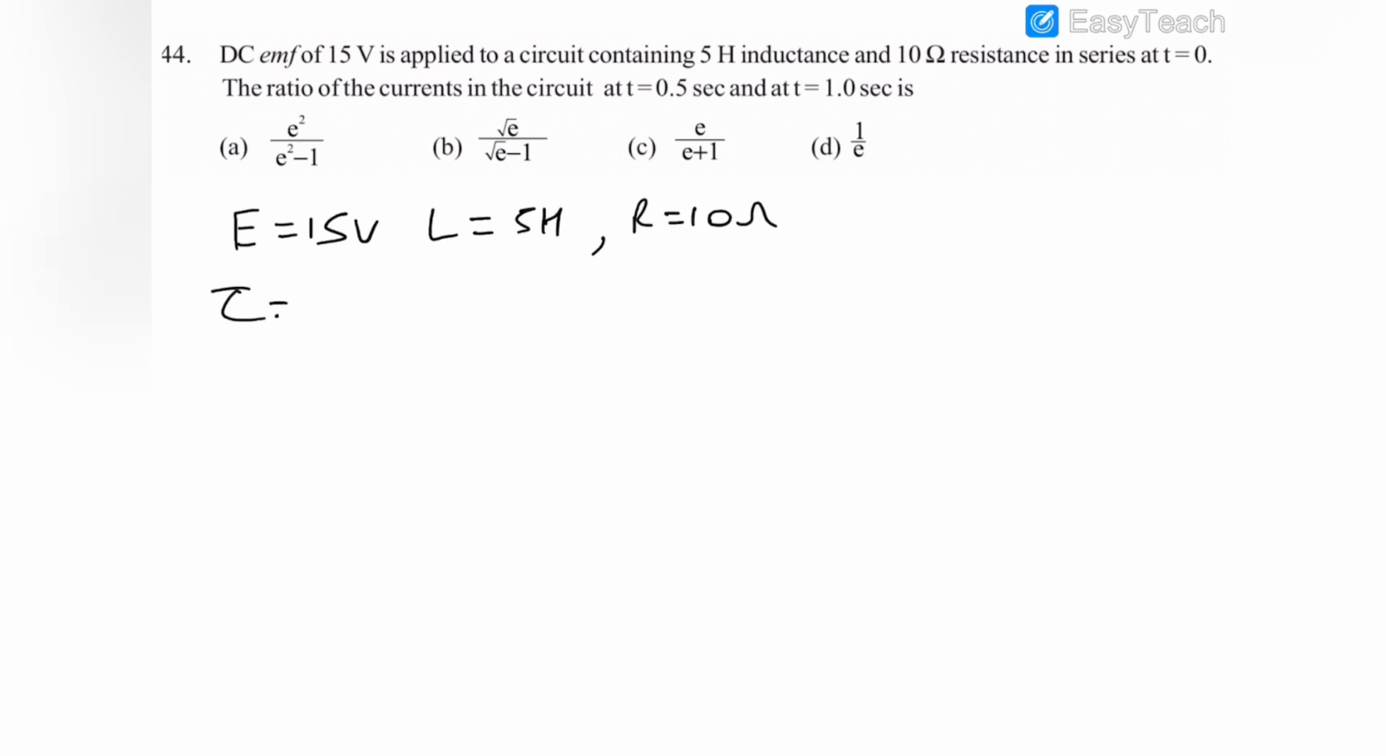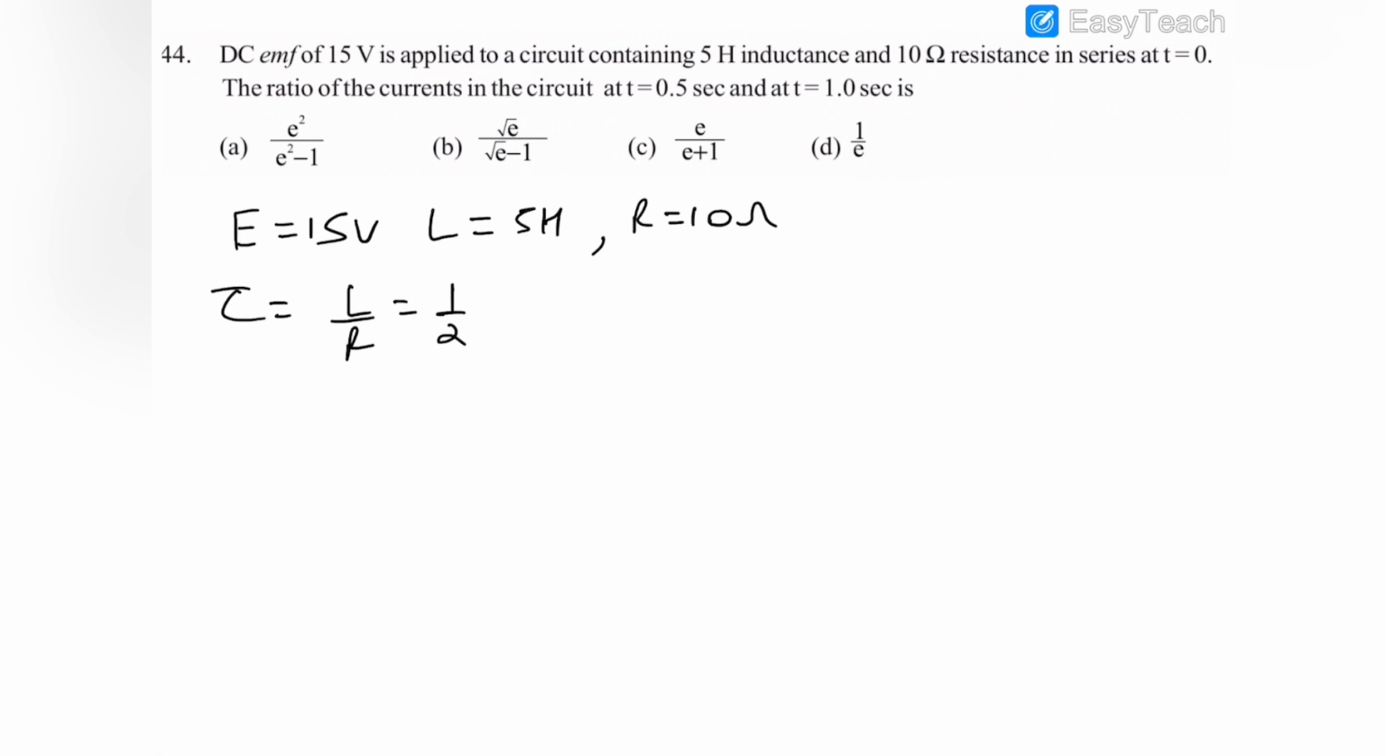So the time constant of this circuit will be L by R, and it is 1 by 2. Now they are connected in series, and we have to find out the ratio of current developed in the circuit at t equal to 0.5 seconds and t equal to 1 second.